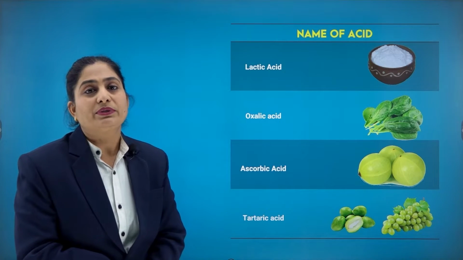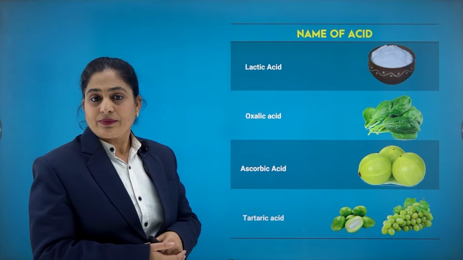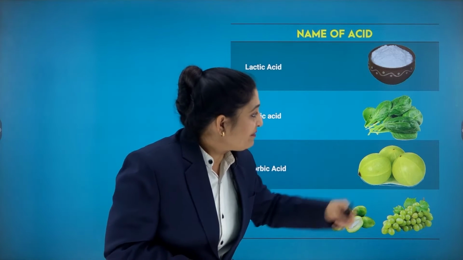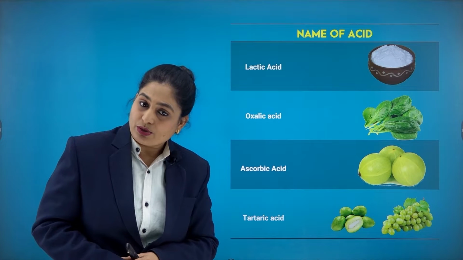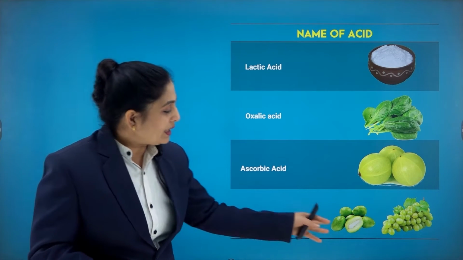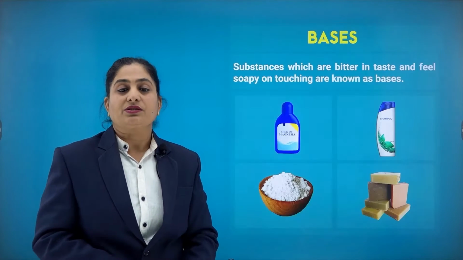Let us see a few more examples. In curd, we have lactic acid. In these green leafy vegetables, spinach, we have oxalic acid. In amla, we have ascorbic acid. In grapes or unripe mango, we have tartaric acid.